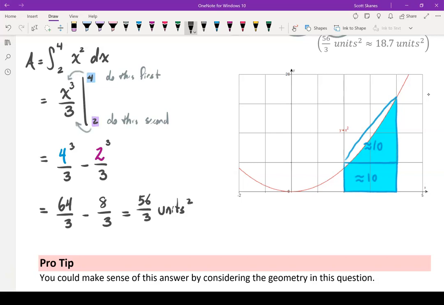It's always units squared because integration of a definite integral in general, in the simplest case, gives square units. But that's a little bit tricky to understand. If you're not great with mental math, you might not know what 56 over 3 is. So it's totally fine to convert that to a decimal. It'll be an approximation because we'll have to round, but it'll give us about 18.7 units squared.